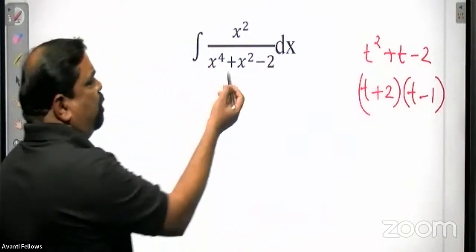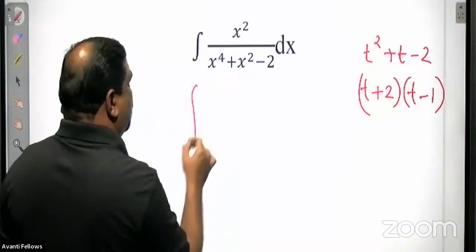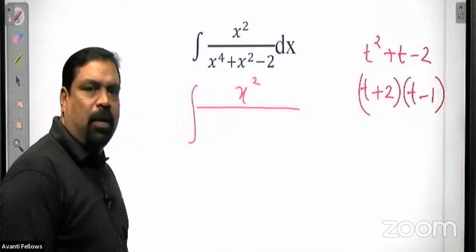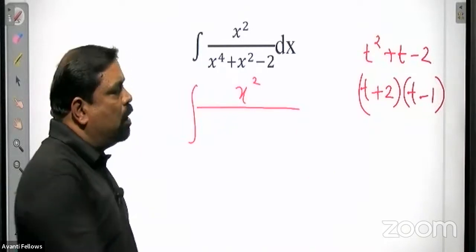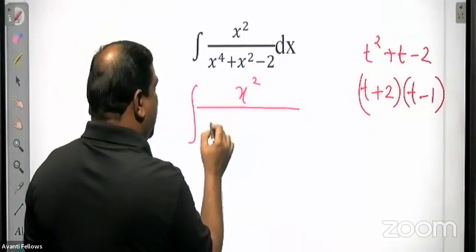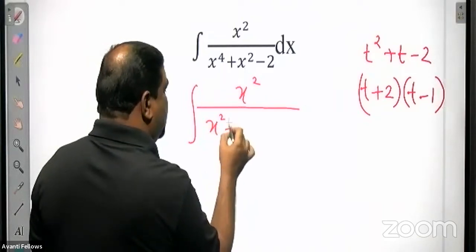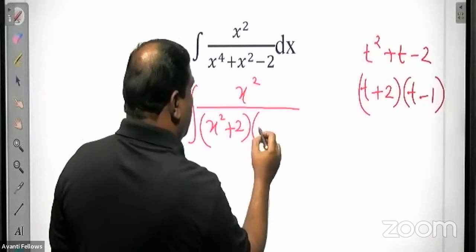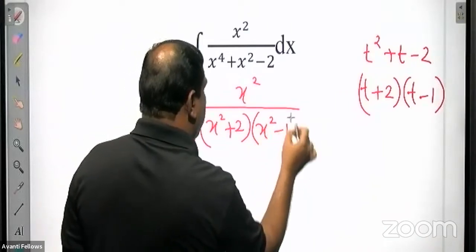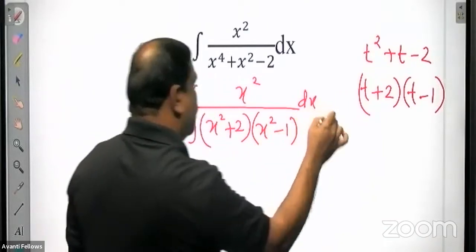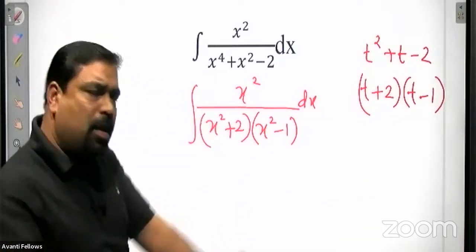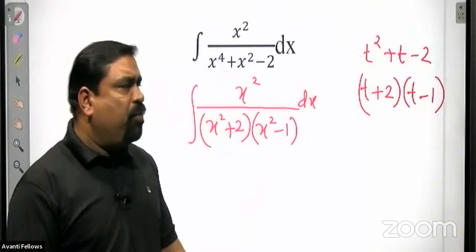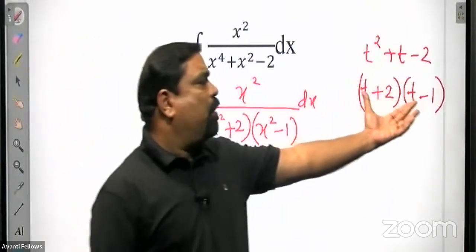So this denominator can be factorized as follows. t means actually x square, so t plus 2 means x square plus 2, and t minus 1 is x square minus 1. So we have just factorized the denominator. How we have factorized, I have just shown here.